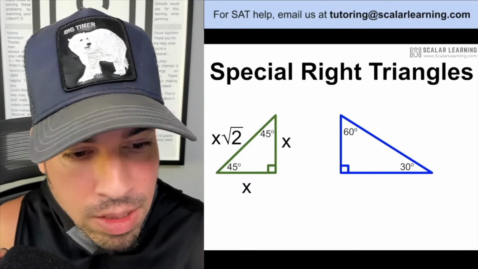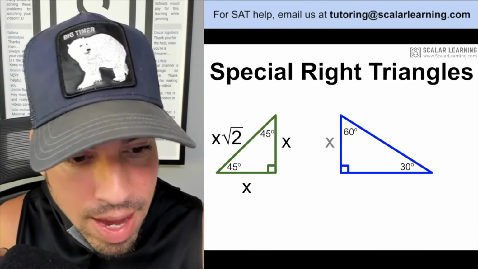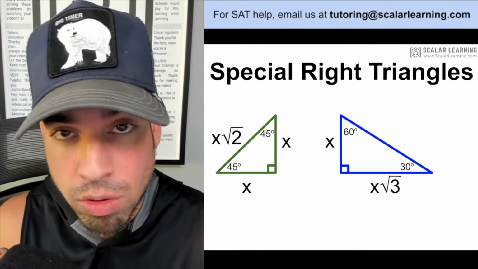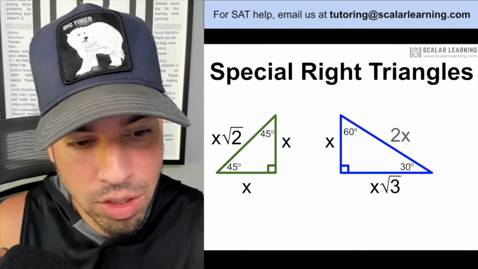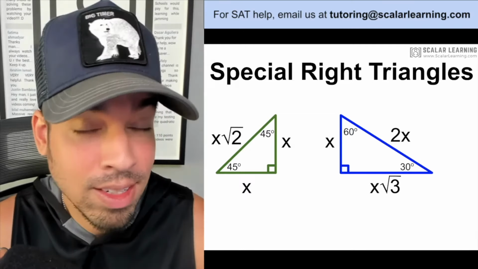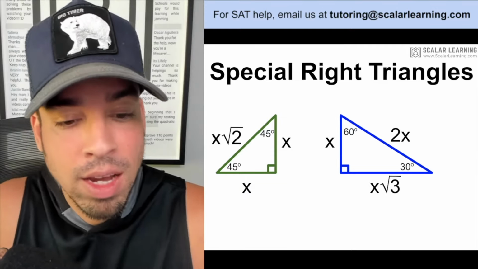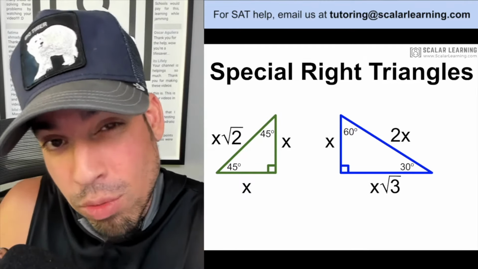We've got the opposite side of the 30 degrees as x, opposite the 60 as whatever that x value is times the square root of 3, and then the hypotenuse is 2x. One way to remember that is it is a 1, 2, 3. If you think about it, the little leg is 1, the hypotenuse is 2, and the big leg is 3, radical 3, but still 3.